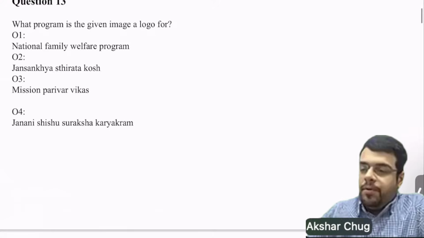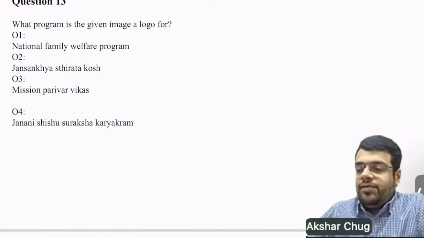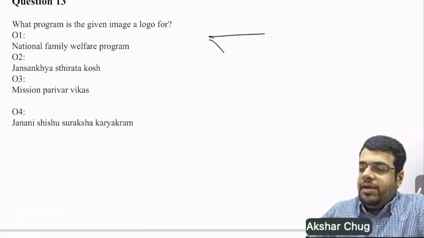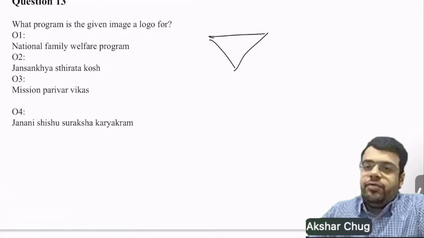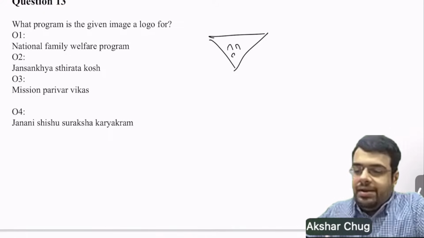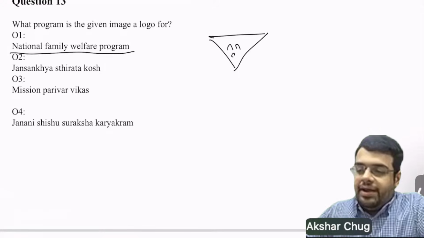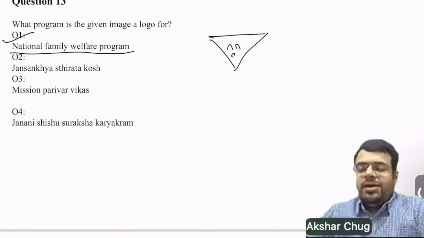What program is the given image a logo for? So basically the image was an inverted triangle and it was showing a father, a mother and a kid, right? So it is basically a logo for the National Family Welfare Program. So basically again, this is a factual question.